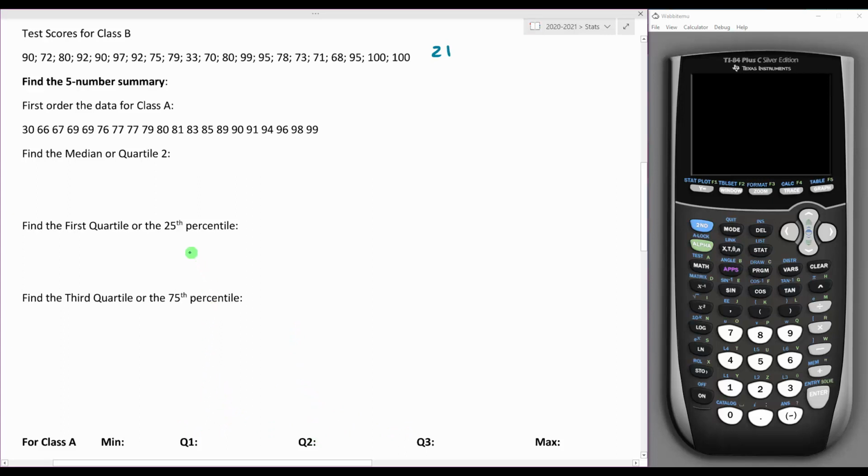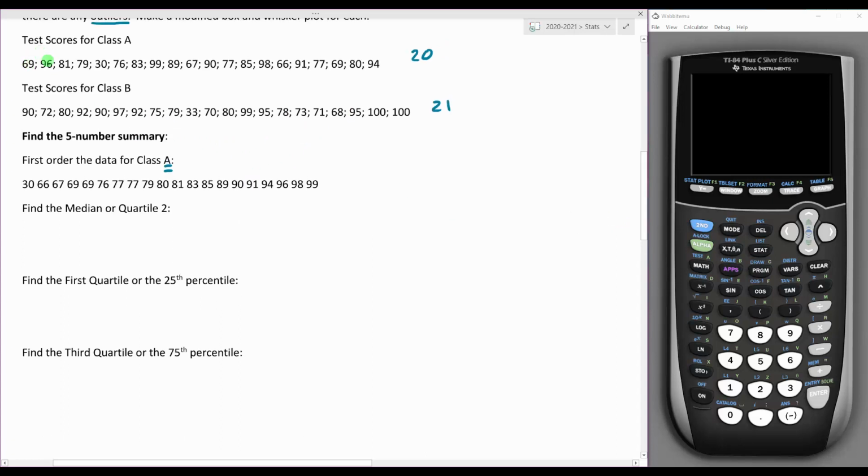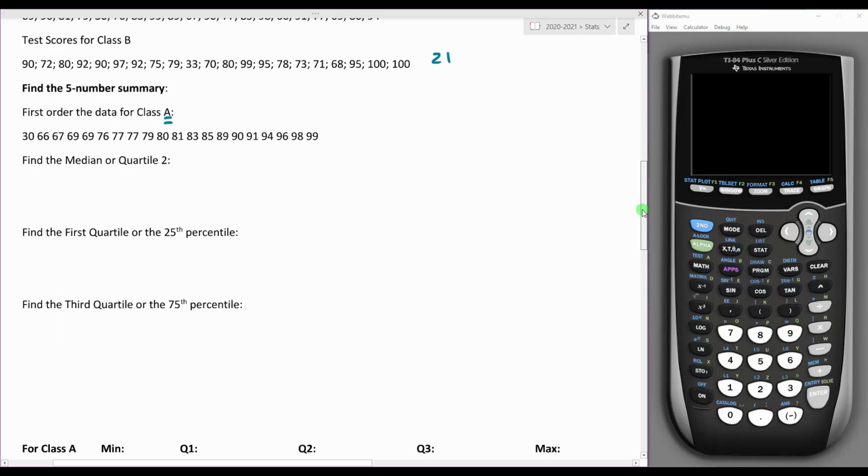To find the 5-number summary, we want to take our test scores from Class A. We're going to do Class A first here, and we are going to order them. That means we're going to order them from the smallest test score all the way up to the biggest test score. So we want them in order. You'll notice when I first gave them to you here, they were not in order. One of the tedious parts of doing this by hand is actually just putting the data in order, especially if you have very large data sets. That can be a time-consuming process.